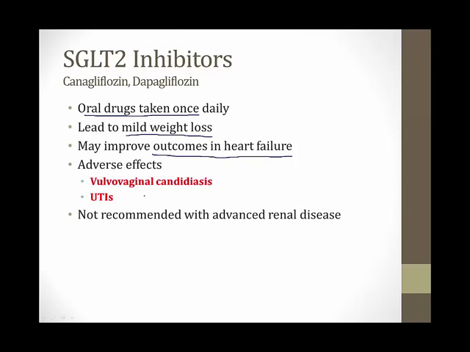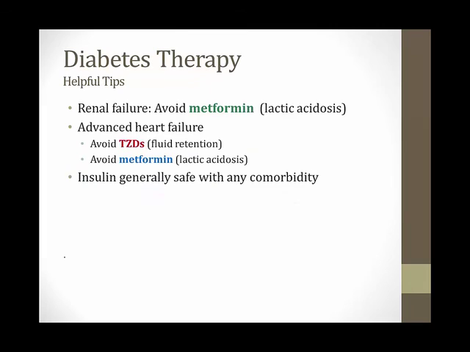Their adverse effects are easy to understand if you appreciate that they lead to more glucose in the urine. Patients on these drugs report increased incidence of vulvovaginal candidiasis and UTIs, and that's because the glucose is food for Candida fungi or for the bugs that cause UTIs. In addition, these drugs are not recommended with advanced renal disease. They work on the kidneys, and their effects are not well studied in patients who have advanced renal disease. So that concludes our discussion of the different classes of drugs used to treat diabetes.